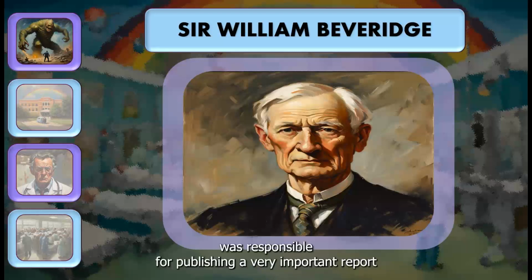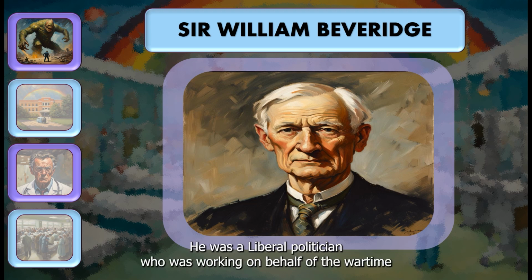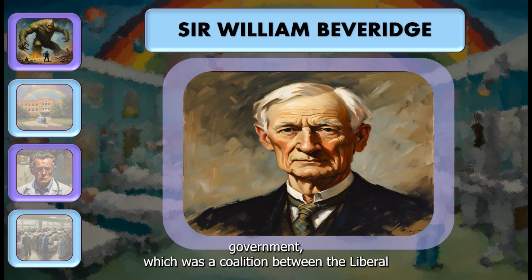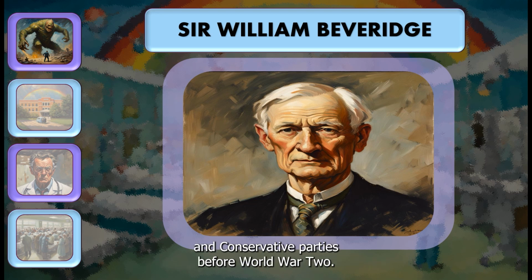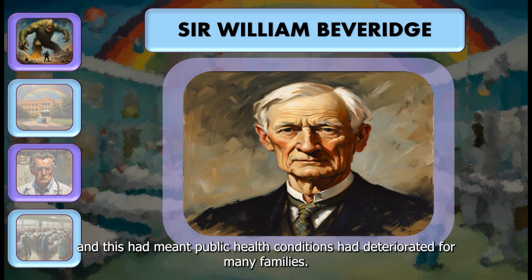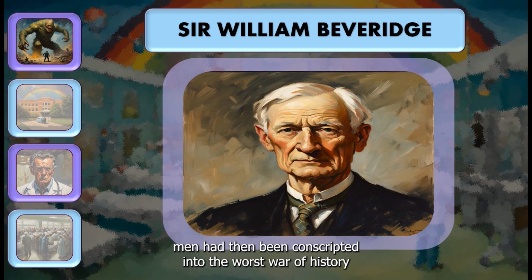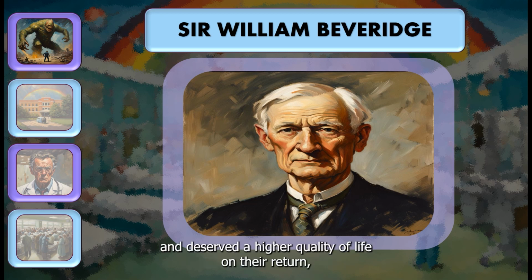Sir William Beveridge was responsible for publishing a very important report into the public health of the nation in 1942. He was a Liberal politician who was working on behalf of the wartime government, which was a coalition between the Liberal and Conservative parties. Before World War II, England, like the rest of Europe, had suffered through the Great Depression, and this had meant public health conditions had deteriorated for many families. The young men had then been conscripted into the worst war of history, and deserved a higher quality of life on their return.